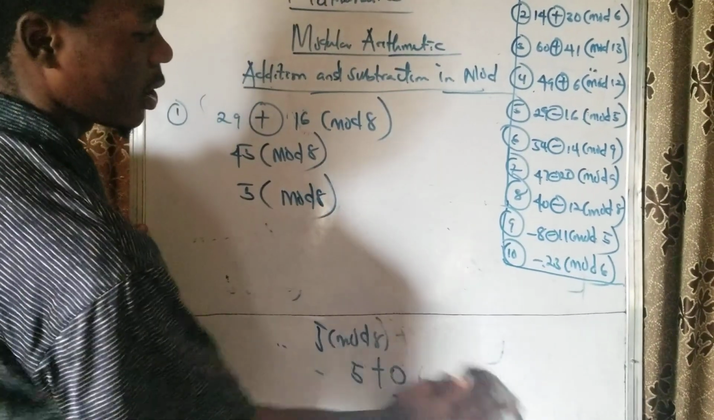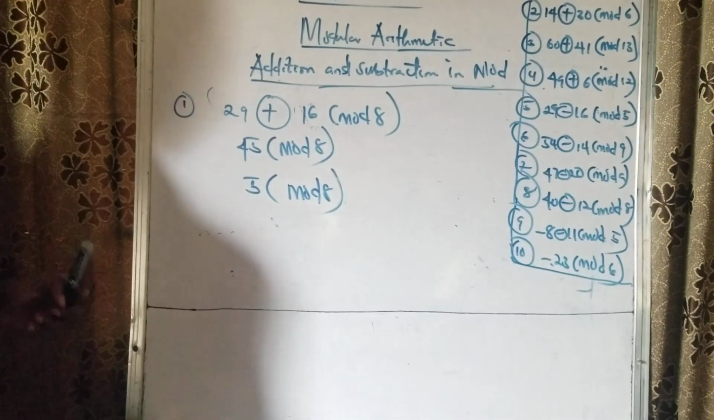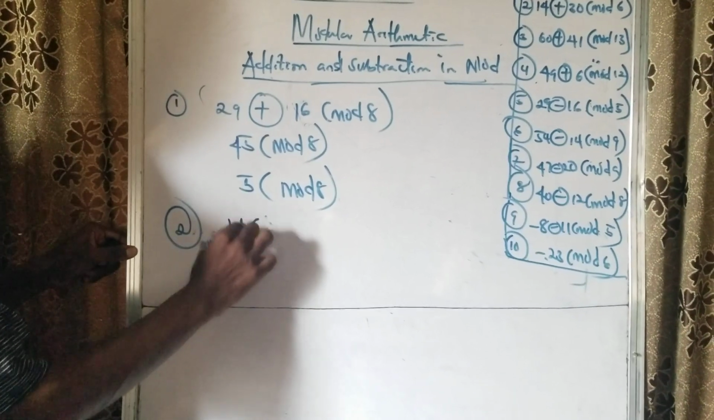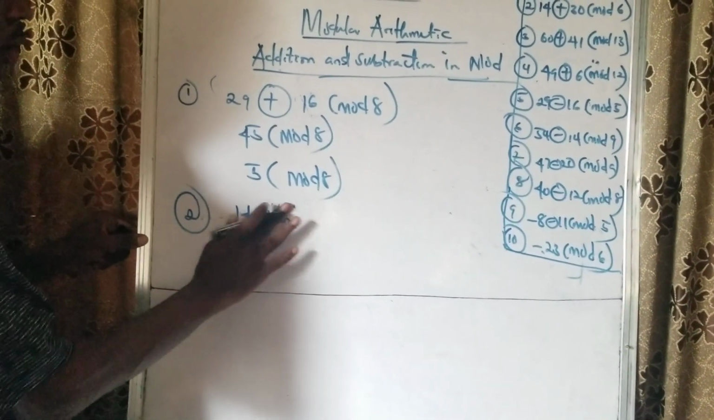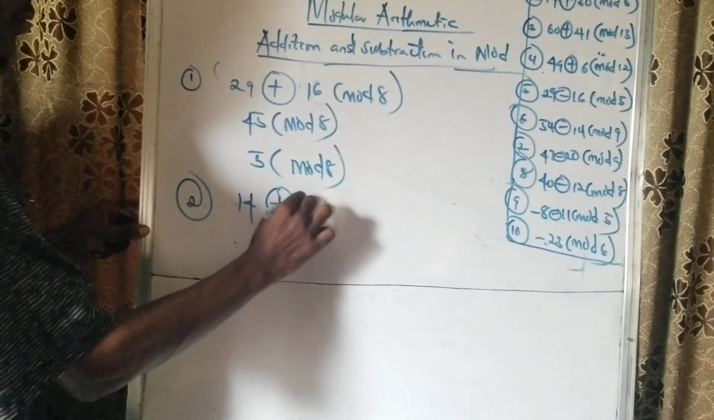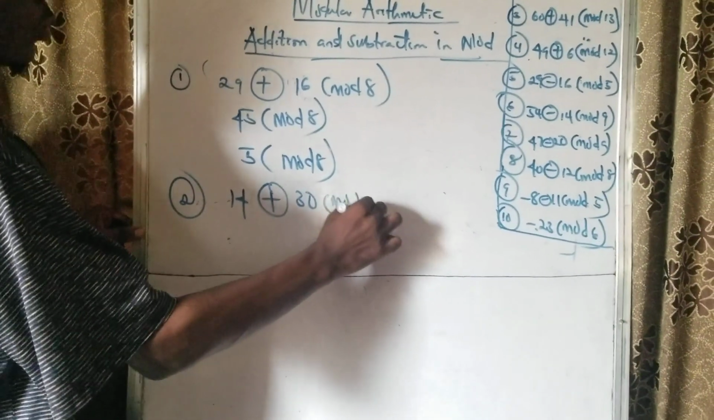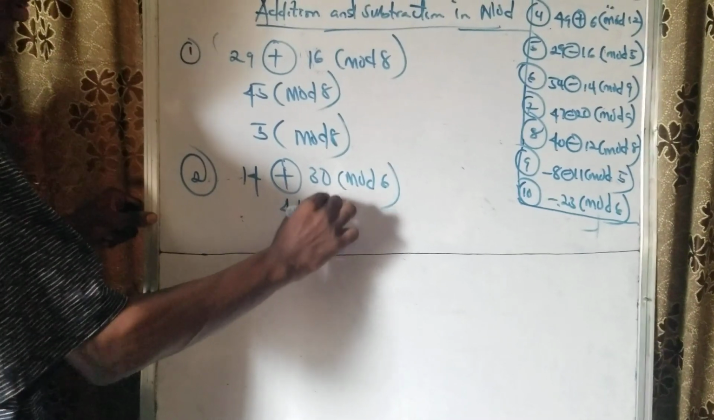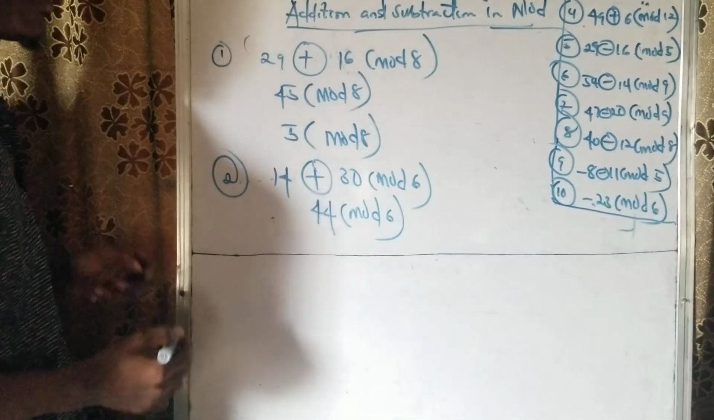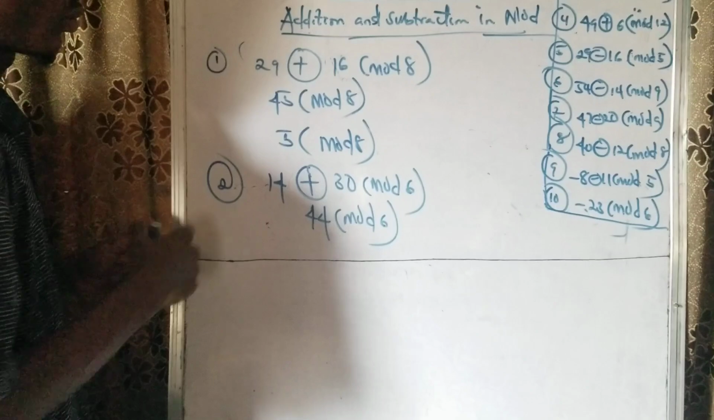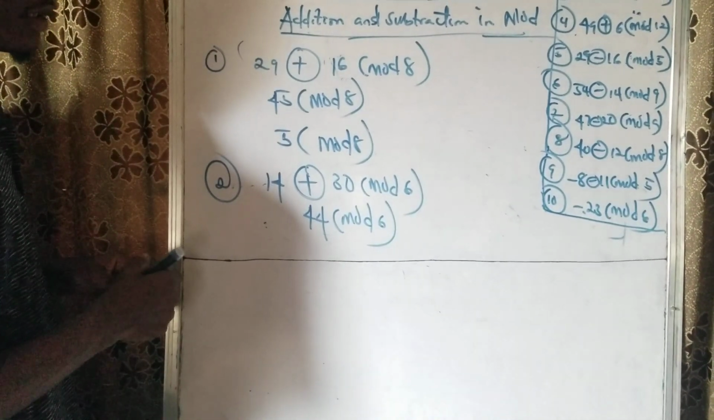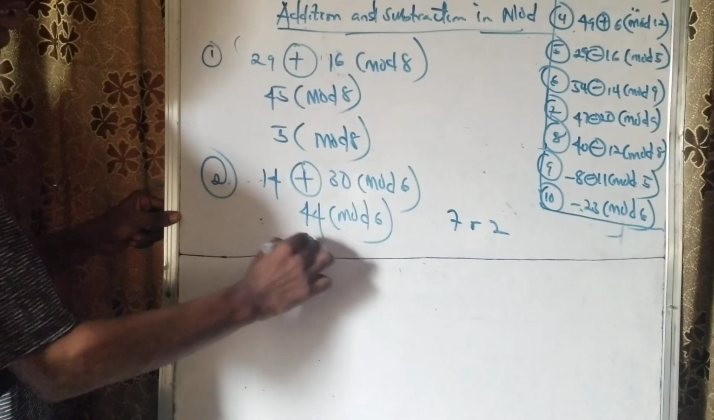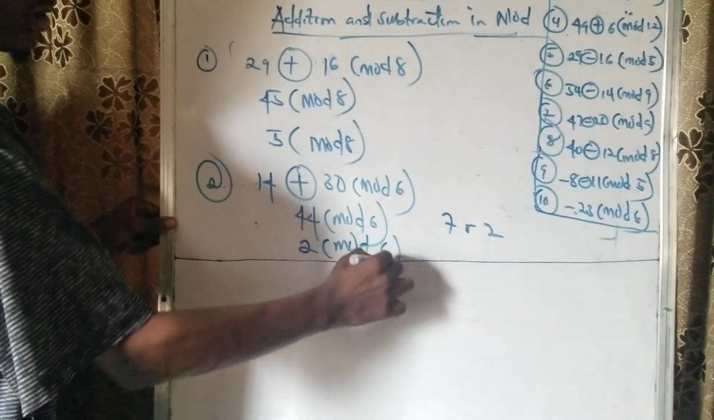Now let's move to the next question. Question 2 says 14 plus 30 mod 6. So 14 plus 30, what are we going to have here? We're having 44 mod 6. So 44 divided by 6. How many times will 6 go into 44? That's 7, remainder 2. Do we get that? So the answer here will be 2 mod 6.